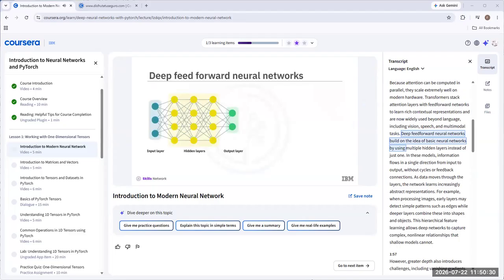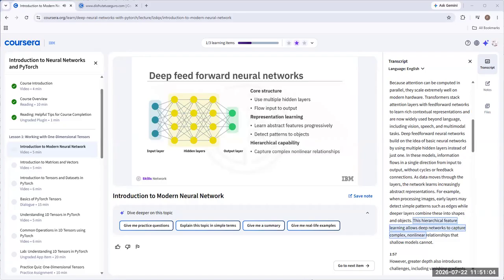Deep feed-forward neural networks build on the idea of basic neural networks by using multiple hidden layers instead of just one. In these models, information flows in a single direction from input to output, without cycles or feedback connections. As data moves through the layers, the network learns increasingly abstract representations. For example, when processing images, early layers may detect simple patterns such as edges, while deeper layers combine these into shapes and objects. This hierarchical feature learning allows deep networks to capture complex, nonlinear relationships that shallow models cannot.